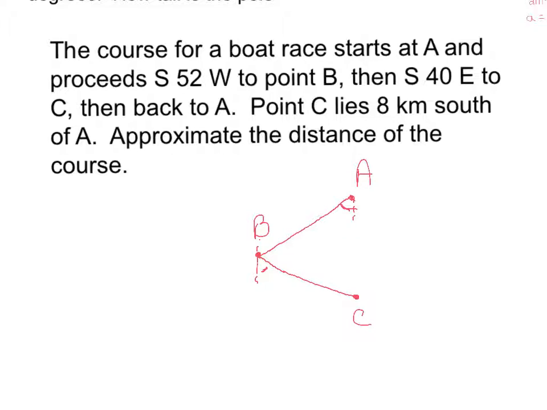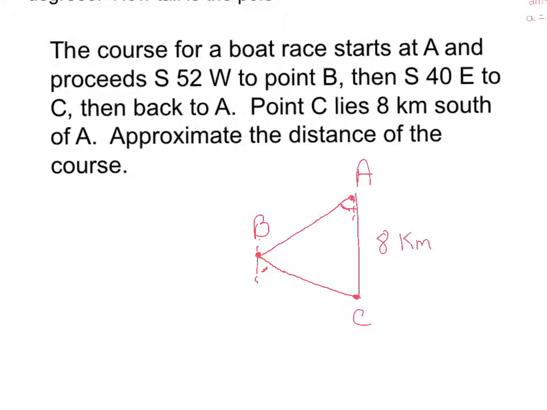And it tells us that point C is 8 kilometers, and then it goes back to point A. And point C is 8 kilometers south of point A. So C is directly south of point A. We want to approximate the distance of the course. So let's think about how we might do this.